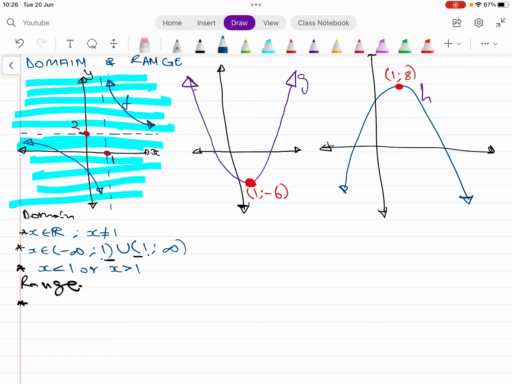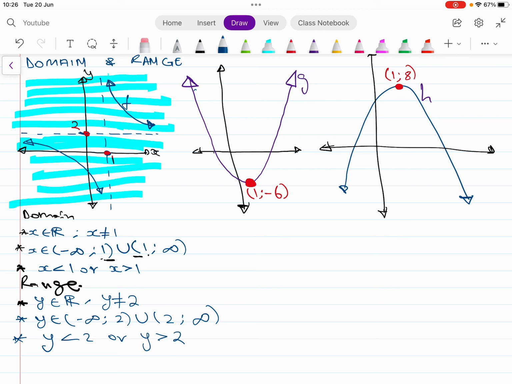So you can say Y is an element of real numbers, but Y is not equal to positive 2. And you can maybe write it as Y is an element of from negative infinity all the way to positive 2 union from positive 2 all the way to positive infinity. Or the third way to write it is to say Y is less than 2 or Y is greater than 2. For Y less than 2, the graph exists, and for Y greater than 2, the graph exists. That's basically what the last one is saying.